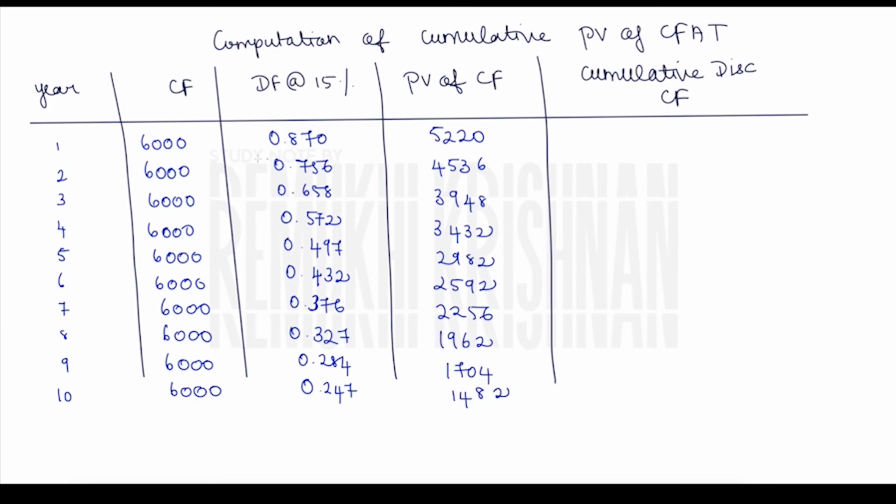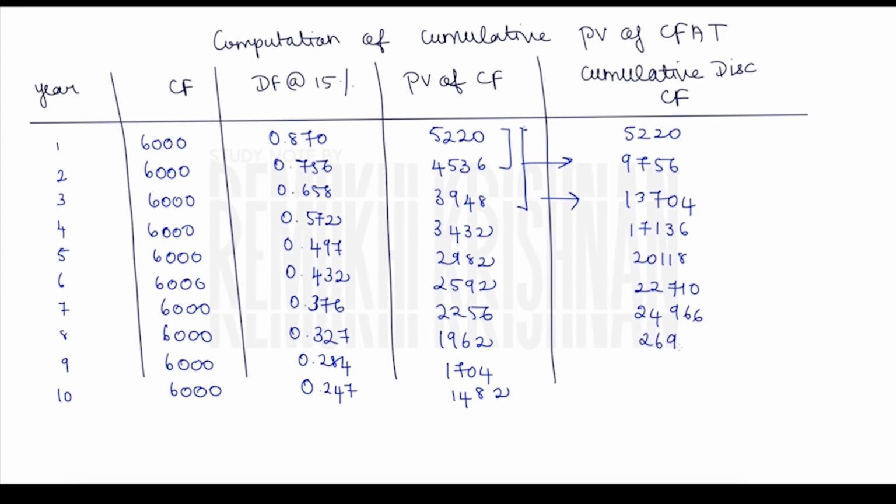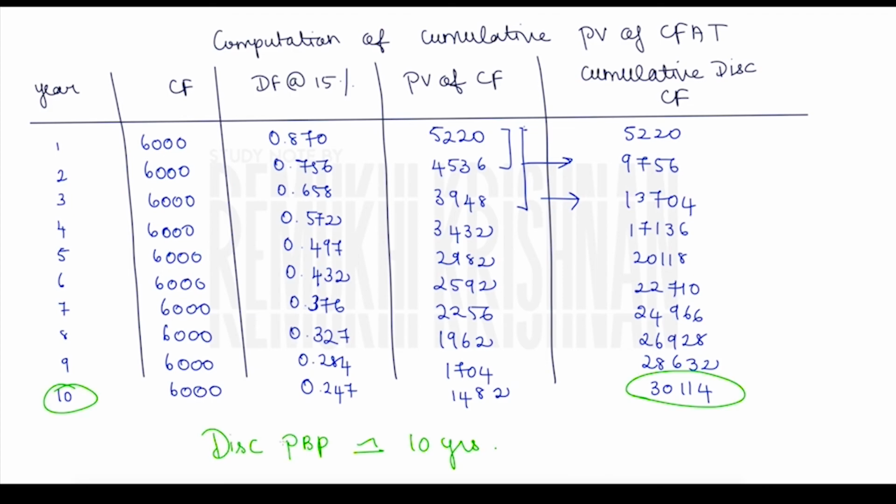So just follow the steps I've just done here. So finally, I must be finding my cumulative discounted cash flow. So yes, the discounted payback period comes to be approximately 10 years. Since it is 30,114, because of the decimal point error, I just round it off and take the approximate value of 10 years. And yes, you can also use the interpolation formula to have your exact answer.